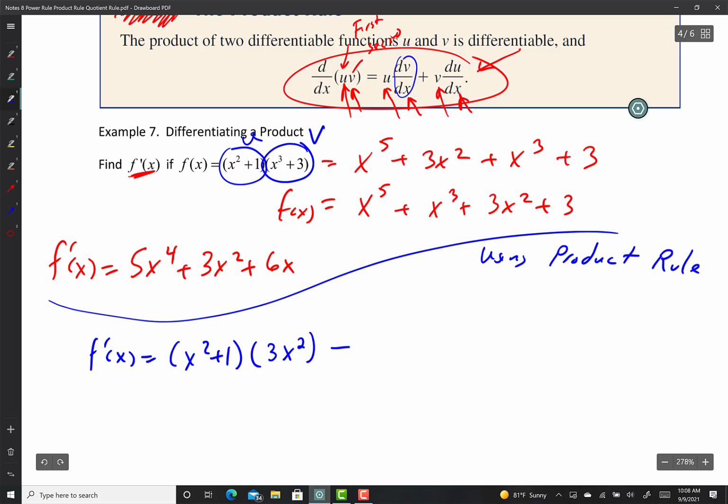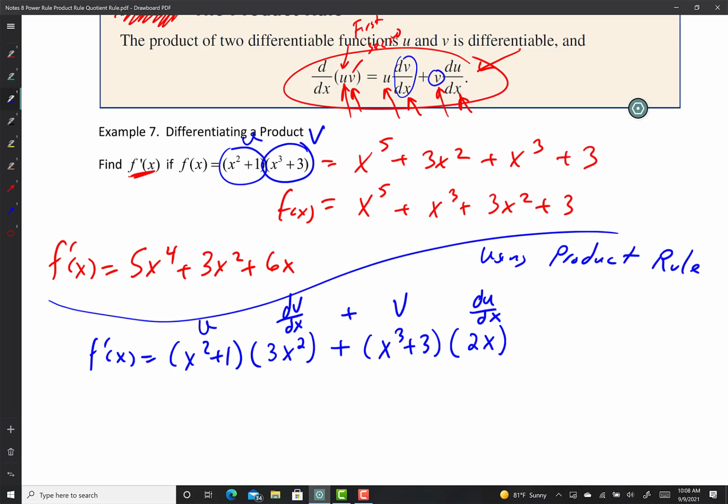Perfect. Close it. There's a plus symbol in the middle. And then it says plus second. So I write x cubed plus 3 times derivative of the first. What's the derivative of x squared plus 1? 2x. All I'm doing is following the rule. First times derivative of the second plus second times derivative of the first. The x squared plus 1 is u. The x cubed plus 3 is v. U times derivative of the second, dv dx, plus v, du dx. First times derivative of the second, plus second times derivative of the first.